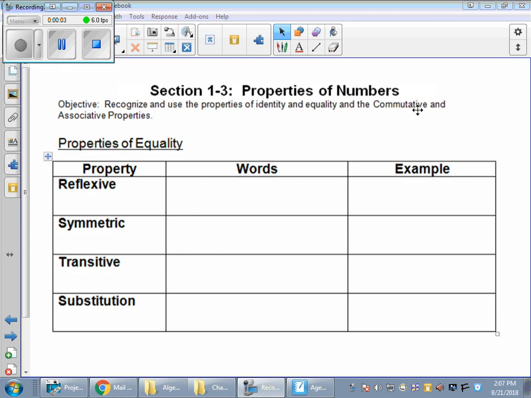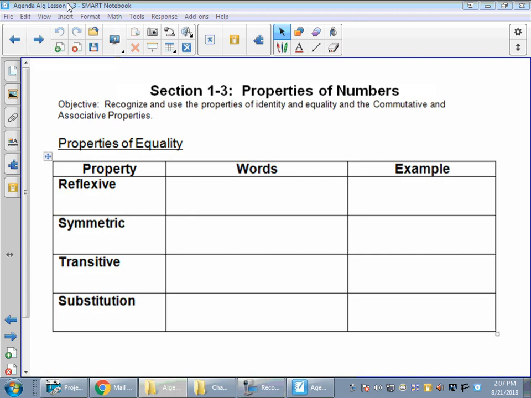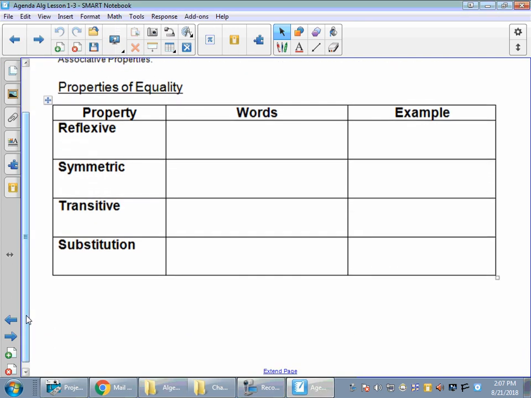Okay, section 1.3, properties of numbers. And hey, I'm going to get rolling right away. There's a lot of properties here, just a lot of stuff to deal with. So I'm going to get moving on this, and then we can answer any questions you have tomorrow.